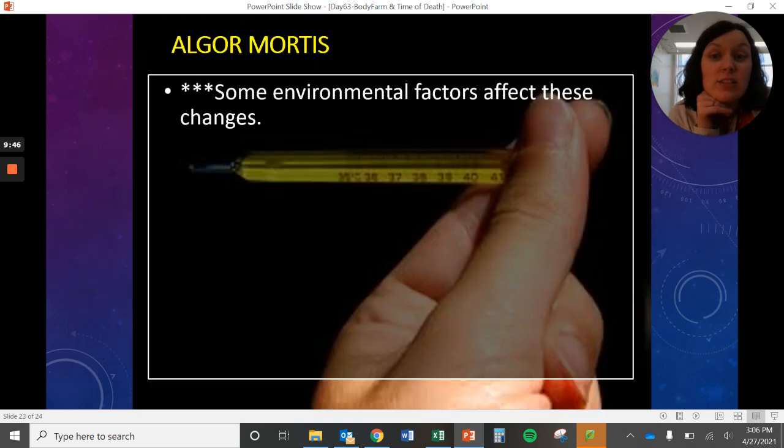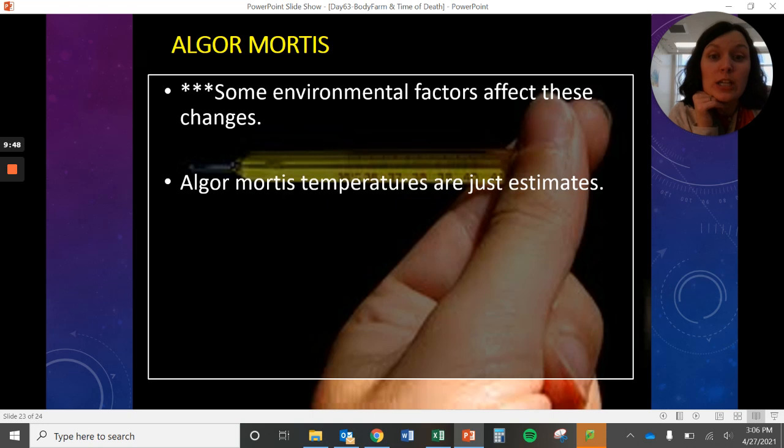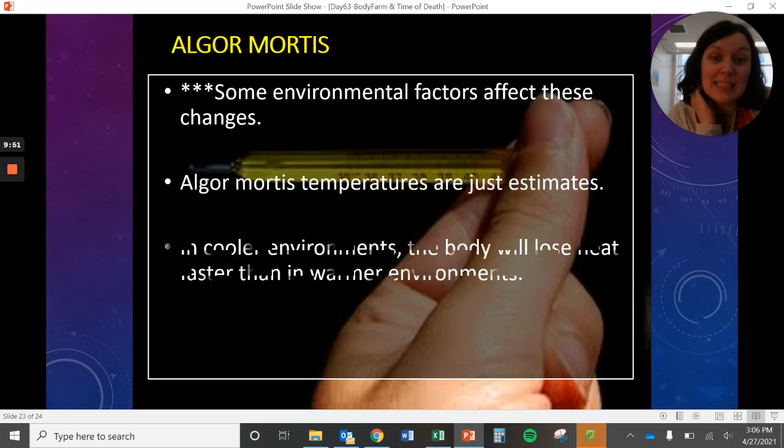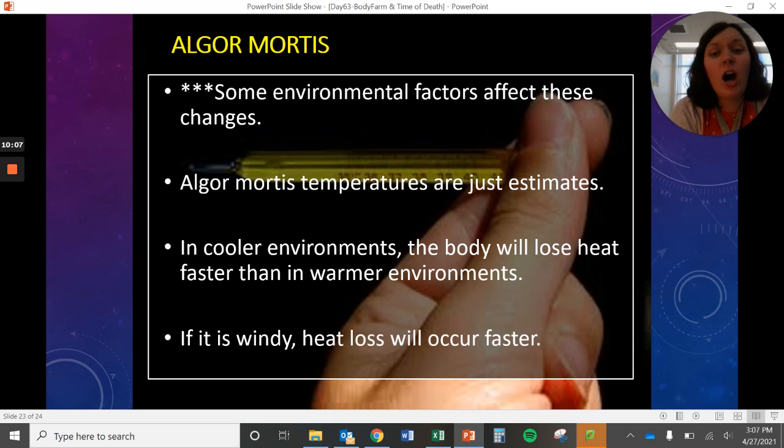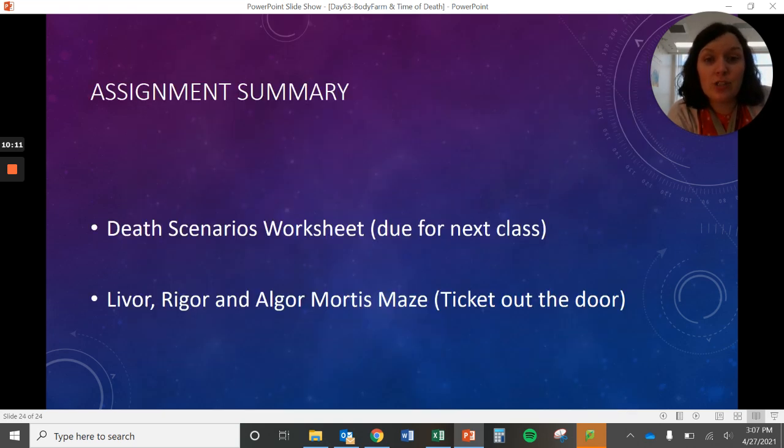Okay, so this is also affected by environmental changes. These temperatures are estimates, and cooler environments will make the body cool faster, so it'll lose heat faster than in warmer environments. So this is an opposite effect where if it's colder, it's going to happen faster. Okay. Also, wind can be a factor as well and have heat loss occur faster.